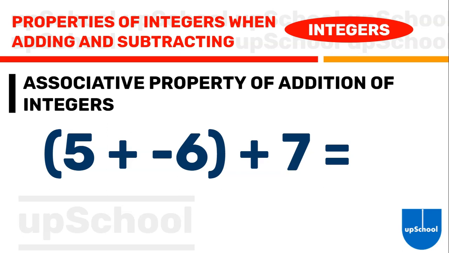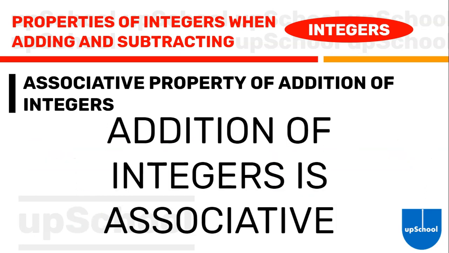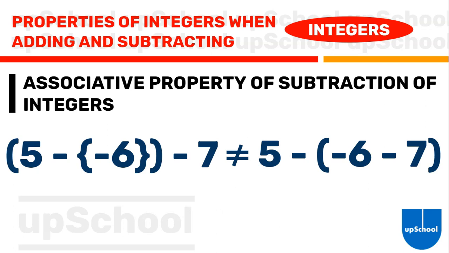So let's try to solve this. 5 plus negative 6 is negative 1. Negative 1 plus 7 is equal to 6. In both of the equations, though we changed the grouping, or basically changed the position of the parentheses, we get the same answer of 6. So what does that mean? It means that addition of integers is associative.